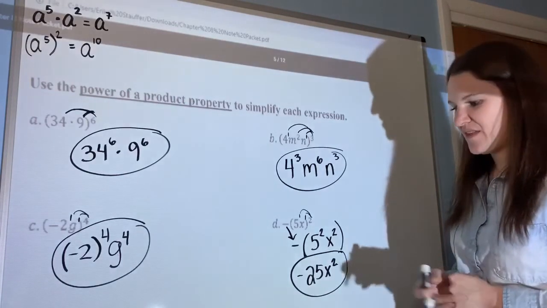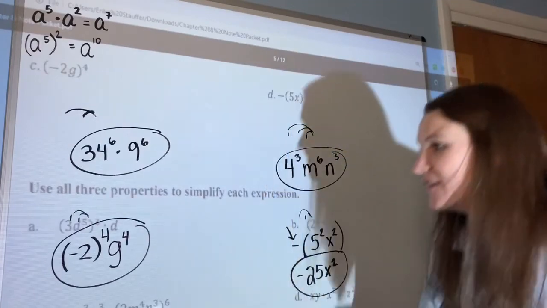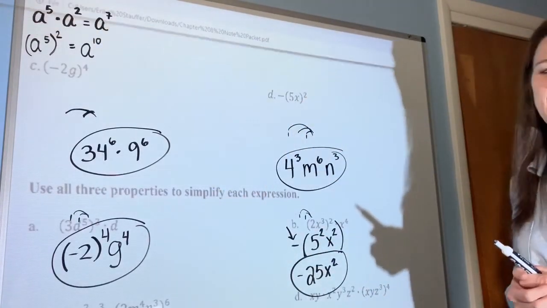Excellent. There are some on the bottom for you to try. They match and are very similar to the ones we just did. So go ahead and give those a try.